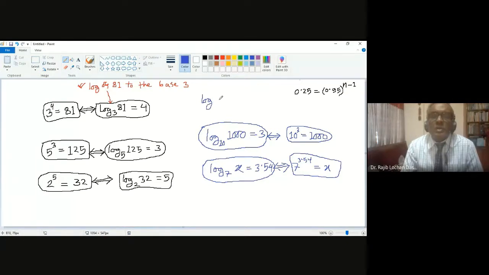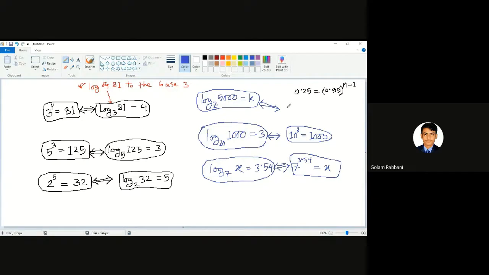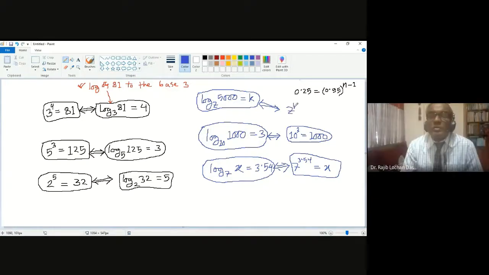Tell me again. Say log 5000 to the base z is equal to k. What will you write for this? z to the power k is equal to 5000. Correct. This is the expression, done correctly. Now, clear or not clear? Do you need more examples?